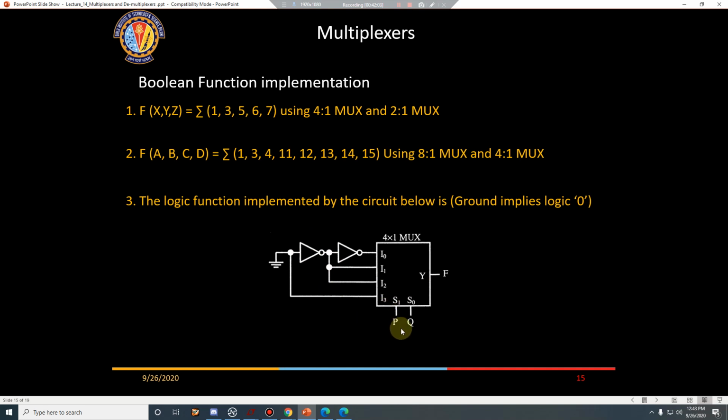Now I put 1 1, so I3 will be activated. I3 is 0. So you will find that for I0 and I3 the output is 0, and for I1 and I2 the output is 1. So it will act like an XOR gate. Okay, is it clear, Manish?